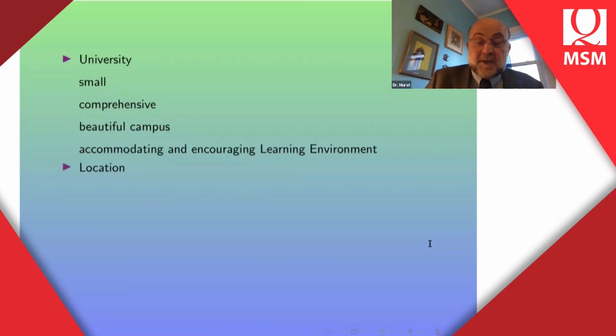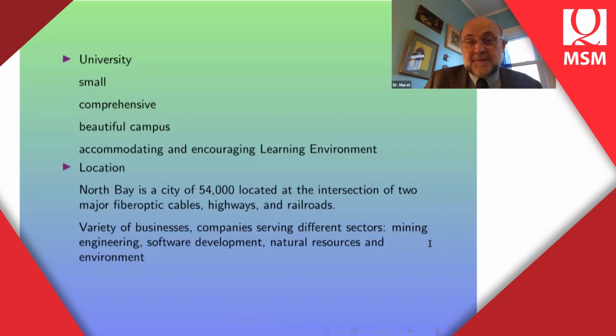And the location. We mentioned the location at the beginning, and now a little bit more information. North Bay is a city of 54,000 located at the intersection of two major fiber optic cables, highways and railroads. The 54,000 means that within 15 minutes you can walk to many places and do your shopping, and that's an important feature. And two major fiber optic cables is becoming an important thing, because as long as you have internet access, if one cable goes down, you have another one to access the rest of the world. So we always have internet access in North Bay. And of course, the highways and railroads are there.